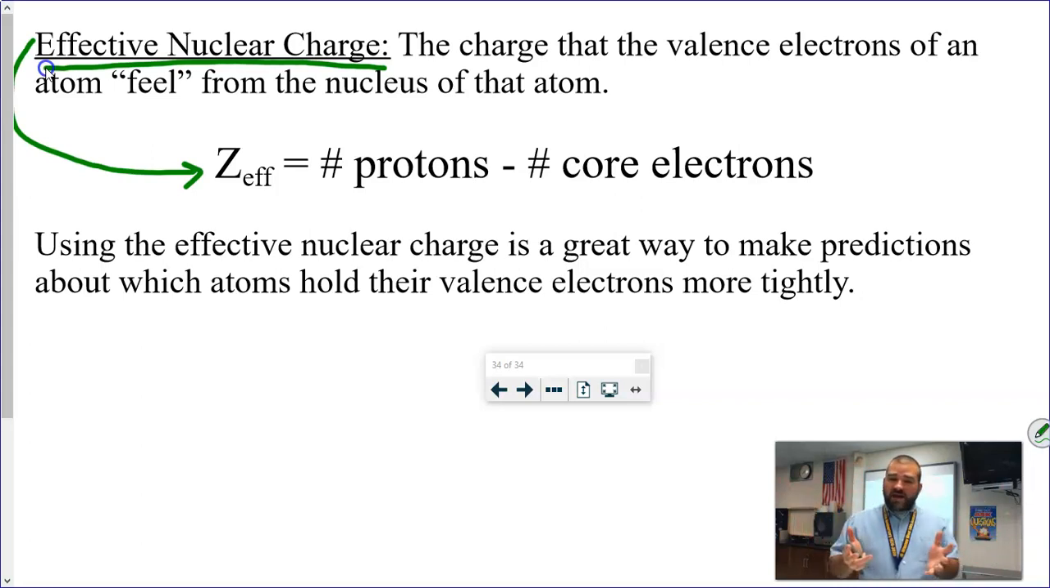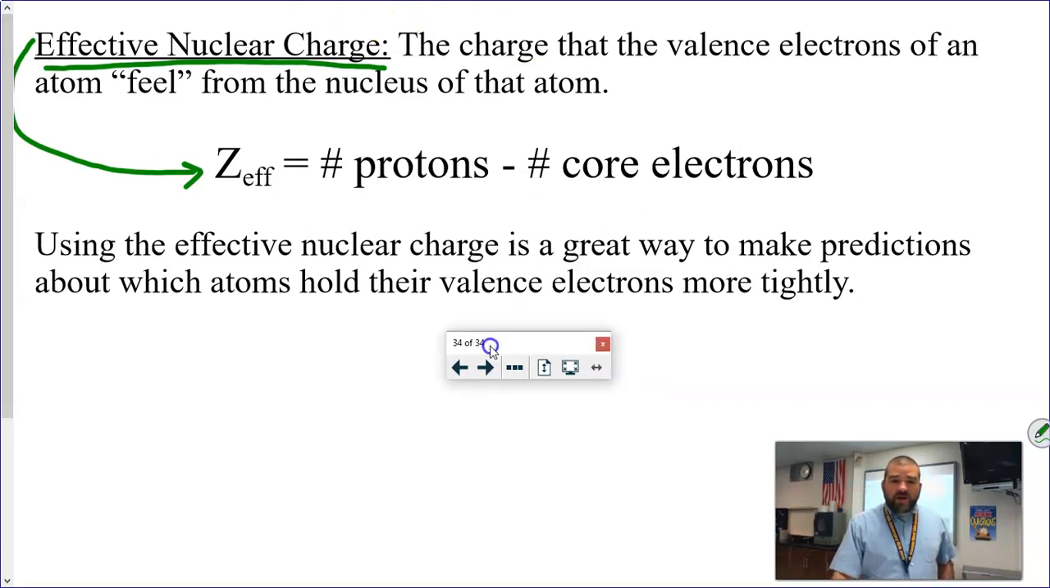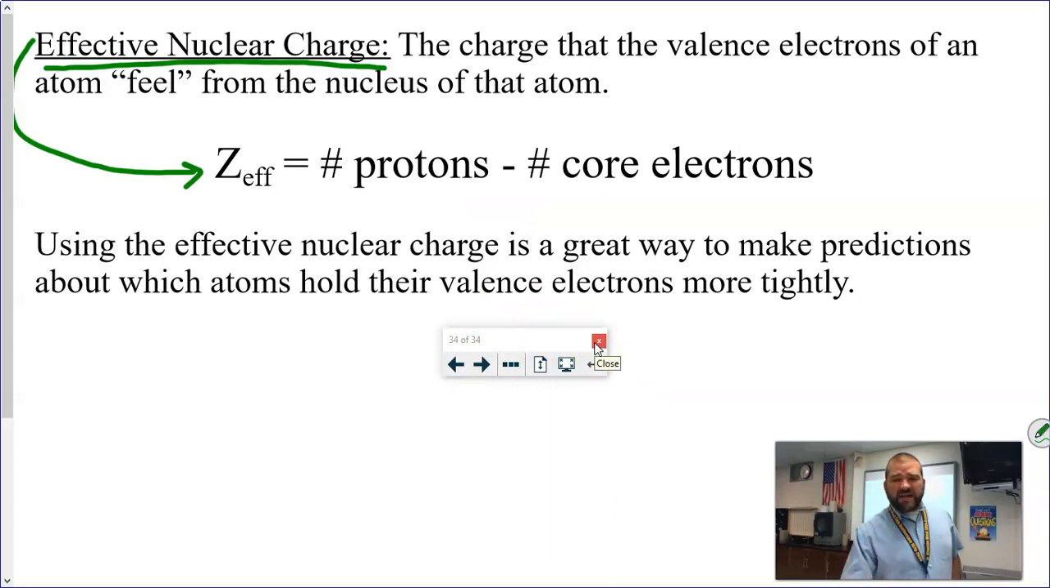Anything else in that atom is a core electron. Okay, so we'll come back to effective nuclear charge later this week in a different topic, but I just wanted to throw it on this sheet because it's related. It's related to Coulomb's law. It's related to ionization energy. It's related to identifying valence electrons and core electrons. So it's a concept that is a part of what we're just finishing up here.